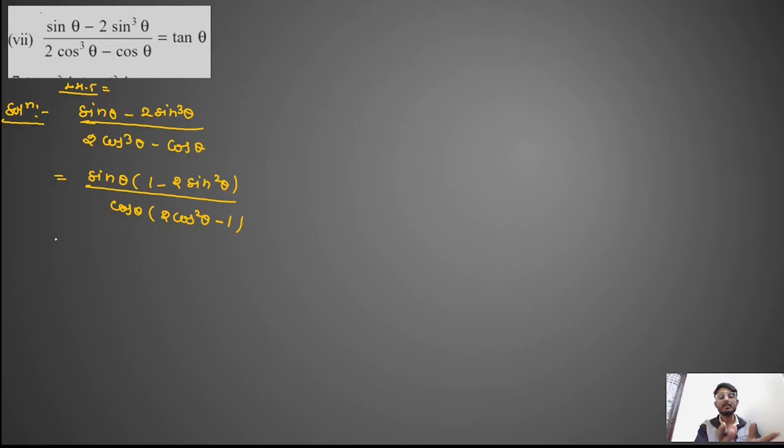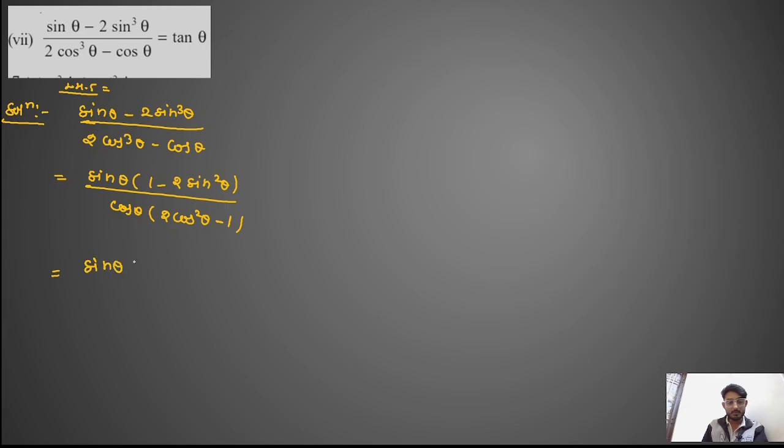If you are from 11th class, then I can share about the identity of 1 minus 2 sin square theta and 2 cos square theta minus 1, both are identities of cos 2 theta, so both will be cancelled out from each other, and sin upon cos you will get as tan theta. But you are students of class 10, so I will explain as a class 10th student.